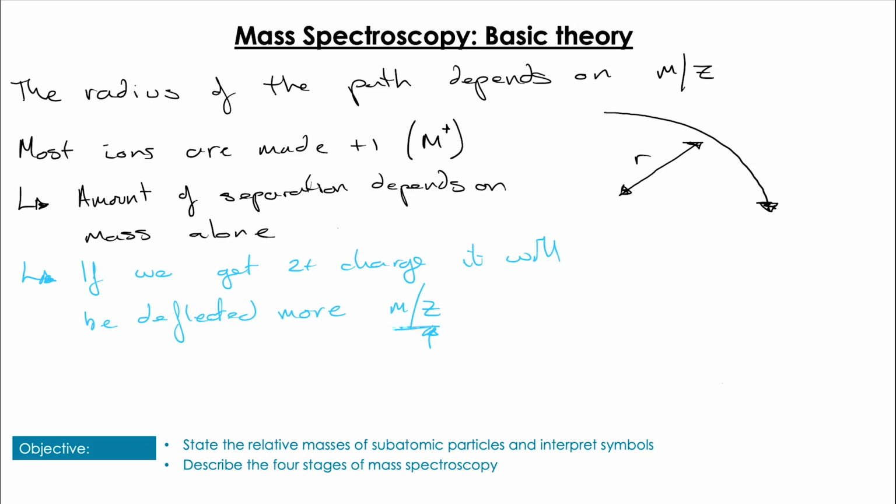They will be deflected more because effectively we're going to double the size of charge and therefore halve the mass to charge ratio. We can think about that like putting better brakes on the lorry and car in the previous example. And this is why in general we try to aim for just a 1+ charge, to make the spectra that we get from using this technique easier to interpret.